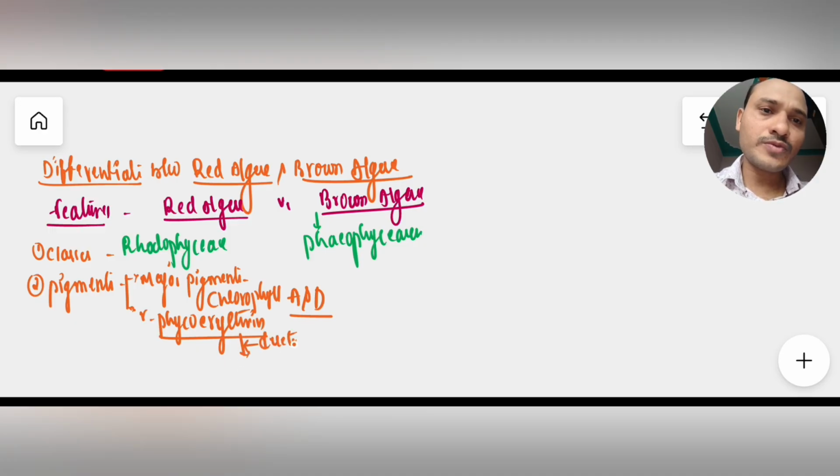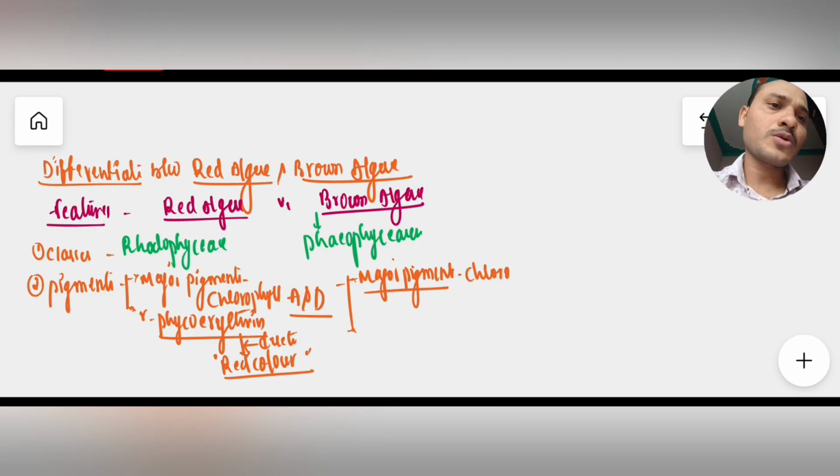So due to which color is red algae red in color? Remember, due to the presence of this R-phycoerythrin, the color of the algae is red. Same like here in brown algae, the major pigment is chlorophyll, in chlorophyll A and C, remember A and C.